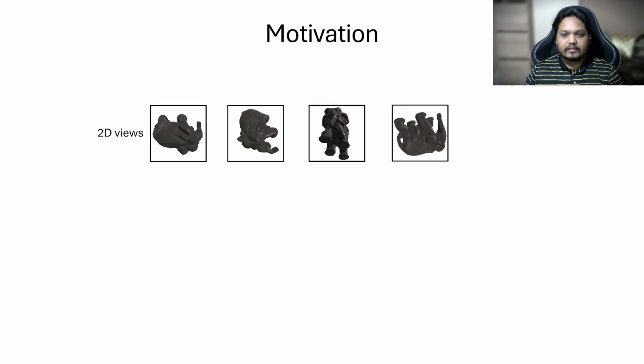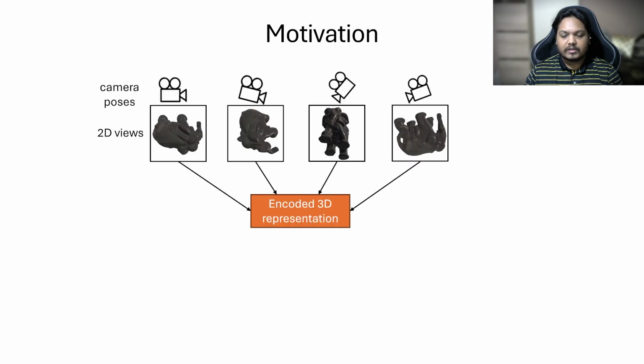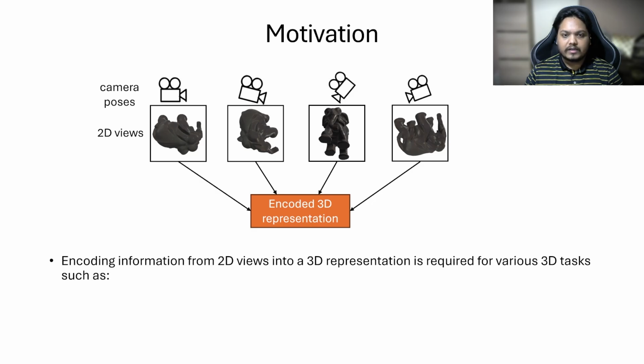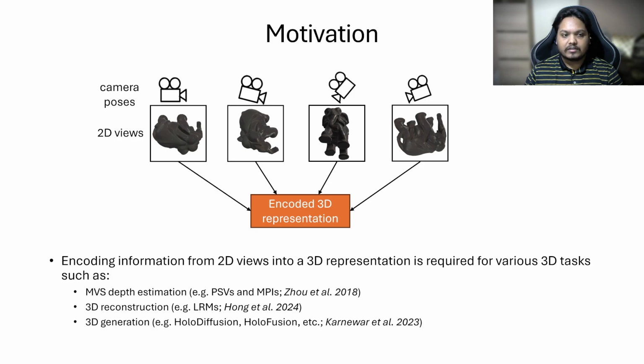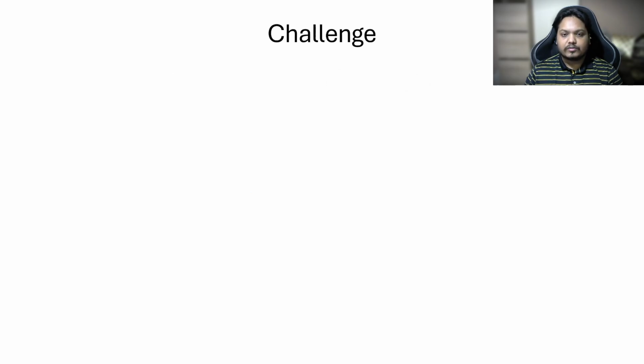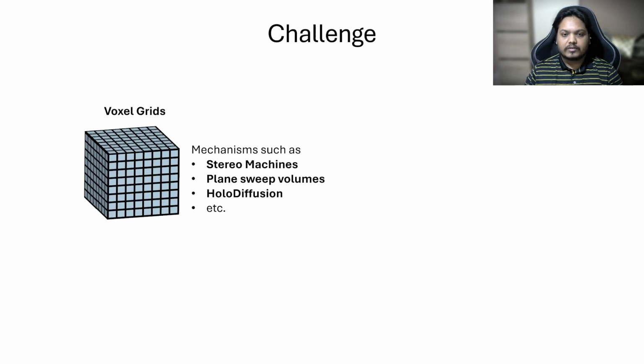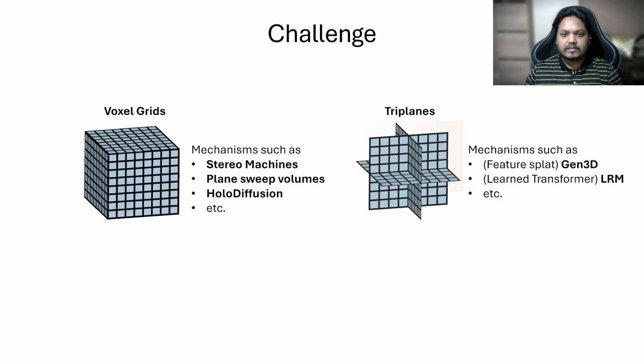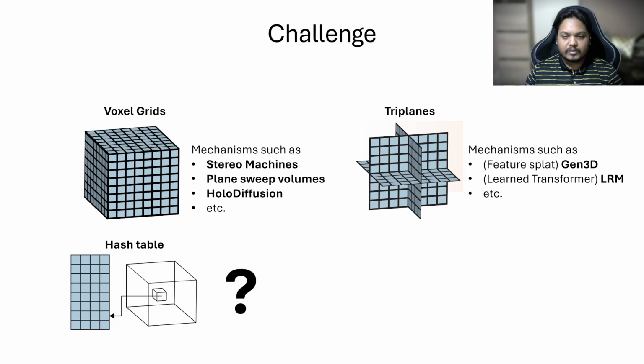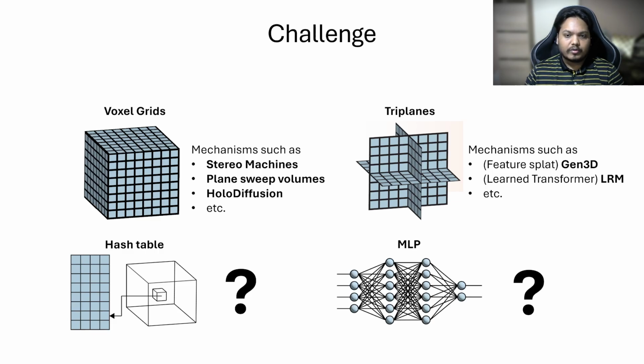Encoding information from 2D views of an object and their camera poses into a 3D representation is a very important operation for various 3D tasks, such as MVS depth prediction, 3D reconstruction, 3D generation, etc. Most of the existing methods use variants of the cost-volume construction operation for feature voxel grids, whereas recent methods have also started encoding into triplanes. However, no encoding operations exist for representations such as hash tables and MLPs. And what about if a new 3D representation is proposed in the future? Thus, it is quite challenging to propose a mechanism which can be applicable to any 3D representation.